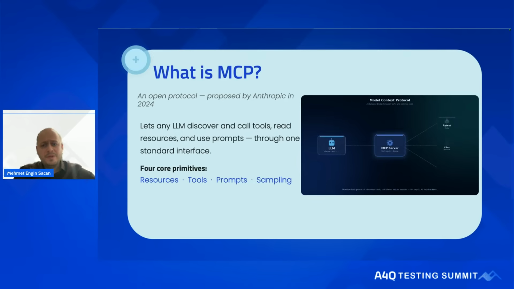There are 4 primitives for MCP itself. There are resources, which are data the model can read. There are tools, which are the functions the model can call. Prompts are reusable templates. Sampling is controlled generation. For us, the interesting one is tools. That's how we expose Pytest. The other 3 matter for richer integrations, but you can do a lot with just tools.